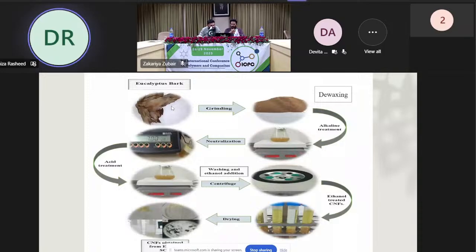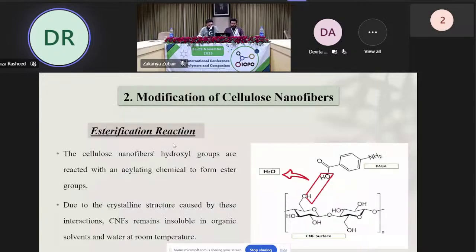Later on, these cellulose nanofibers that have been produced in this slide have been functionally modified by esterification reaction, by reacting them with para-aminobenzoic acid. So the cellulose nanofibers' hydroxyl group, which we can see here, reacts with the acylating chemical here in the para-aminobenzoic acid, and we were able to release this water molecule, and these two molecules were able to bond with each other, and the cellulose nanofibers get a new functional group from this PABA molecule.